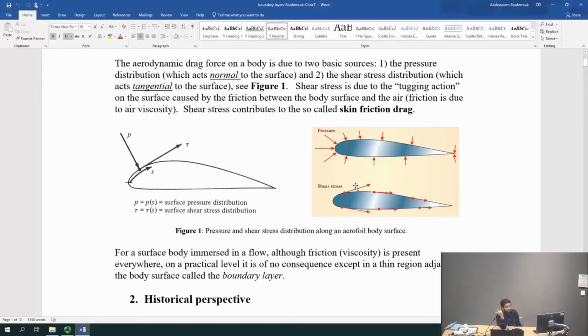The second distribution is the shear stress distribution, okay? And it's always the combination of those two distributions that will give you lift and drag. Lift and drag will also cause a pitching moment, for example. But that's the origin. There is a pressure distribution, and there is a shear stress distribution that give you lift and drag. One of them is normal, and one of them is tangential to the surface.